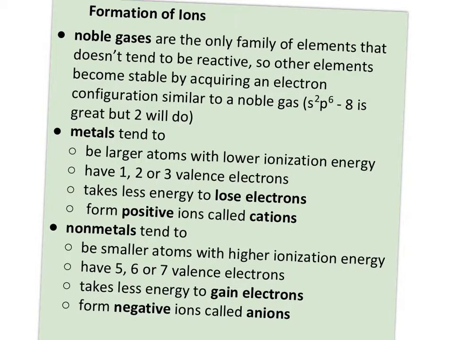Nonmetals, on the other hand, tend to be smaller. Remember, they're upper right, so they tend to be tighter. Since they're smaller, they're going to have higher ionization energy, greater electronegativity, and greater electron affinity. So they're going to tend to gain electrons, and they're going to form the negative ions called anions.